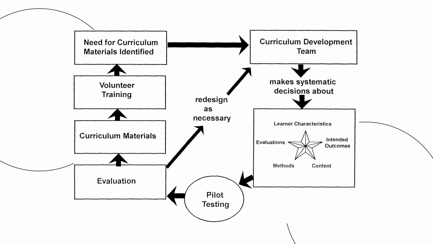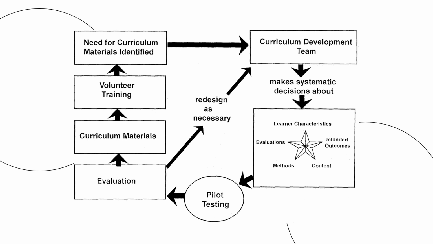Intended outcomes. The team then defines what students should know or be able to do by the end of the curriculum. This sets the direction for the curriculum's content. Content. Based on the intended outcomes, the team decides on the topics and information that should be covered. Methods. Next, the best teaching strategies, activities, and delivery modes are determined to convey the content effectively. Evaluations. Finally, the team establishes how the effectiveness of the curriculum materials and instructional methods will be assessed.